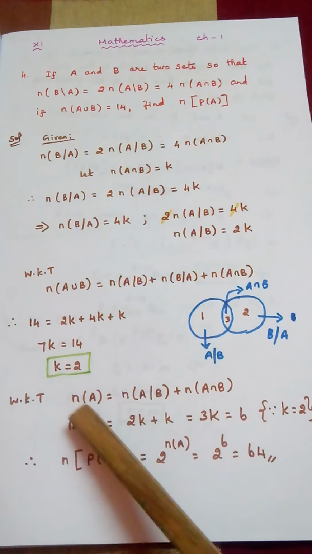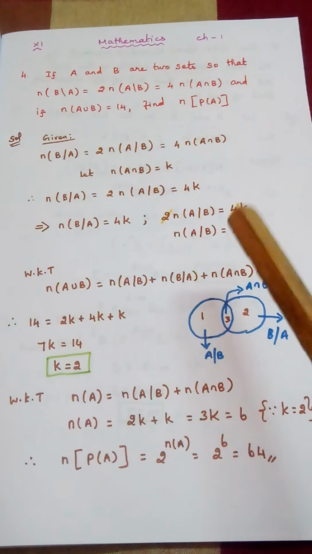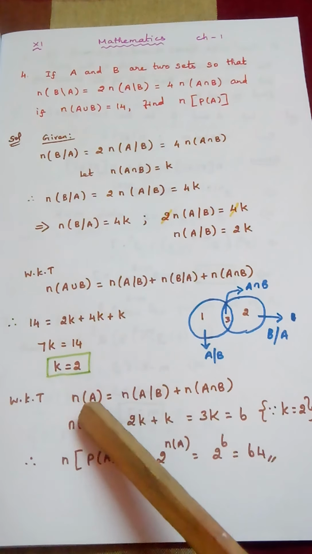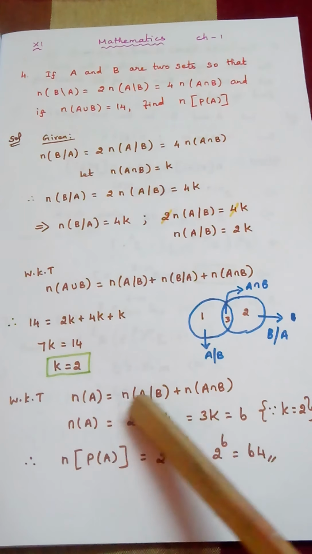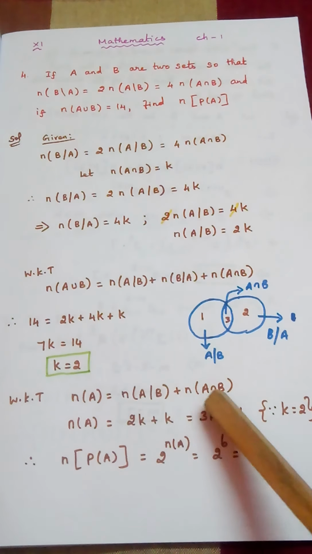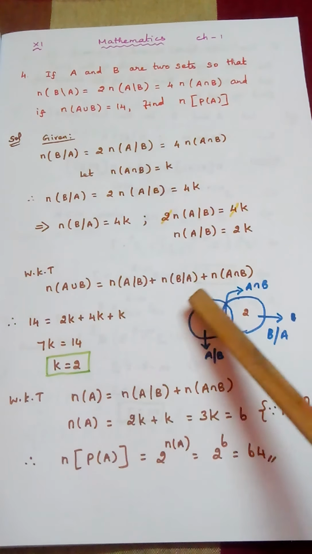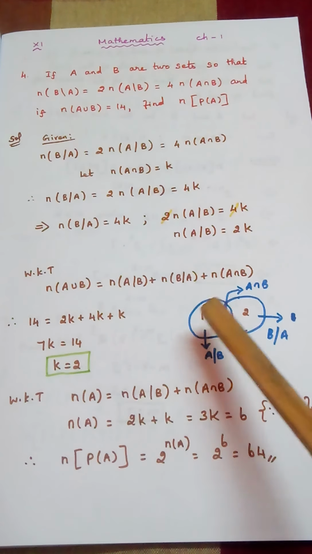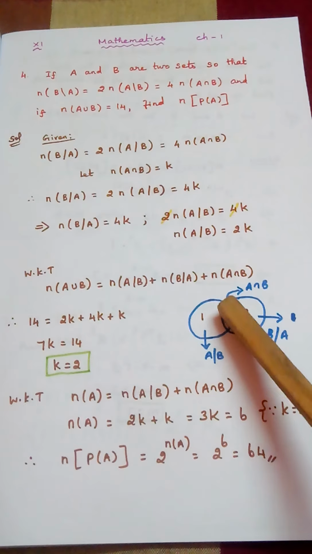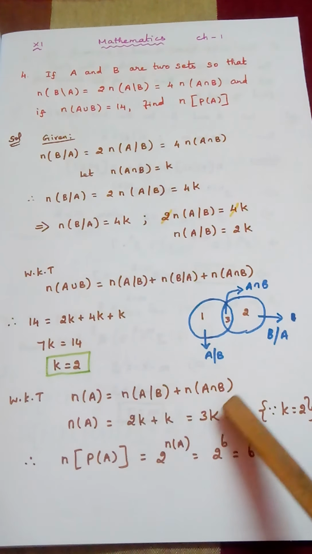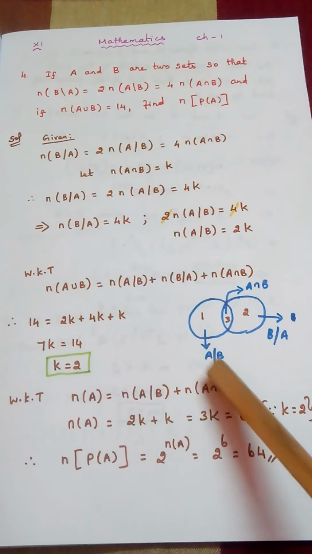We know that, I am writing, but I will explain how. N of a is equal to, what is the meaning of a? The first circle alone. So I am going to write this n of a as n of a difference b, that is first region, plus n of a intersection b, third region. So the first circle a is split and written as two parts. The second part is a intersection b, first part is a difference b. So n of a can be written like this.